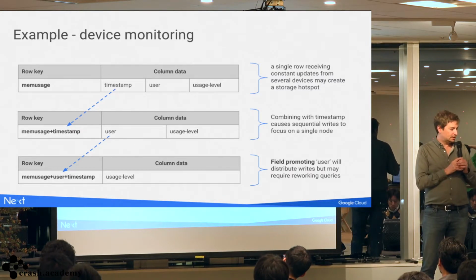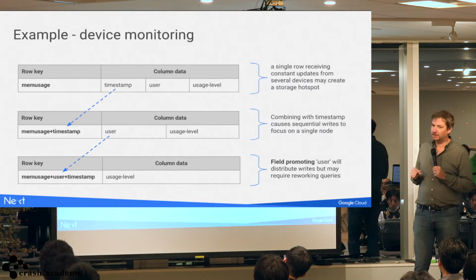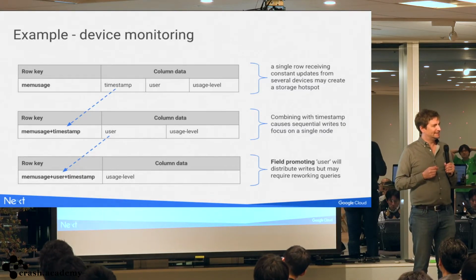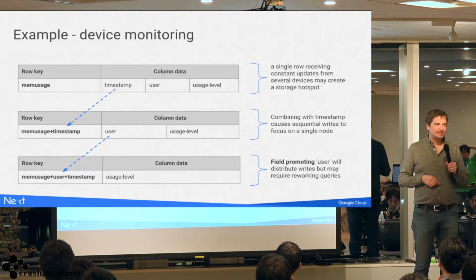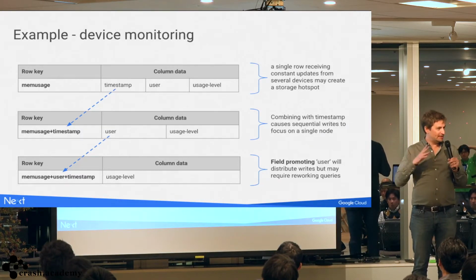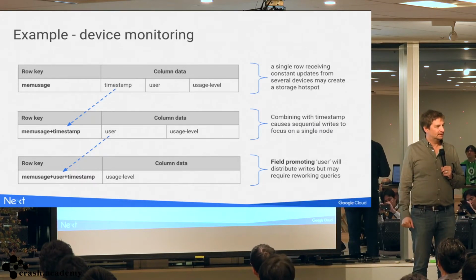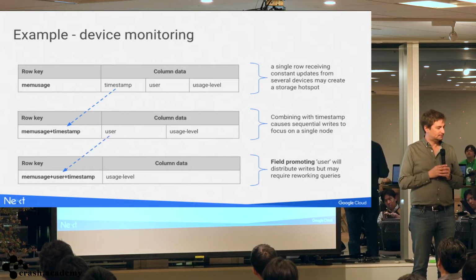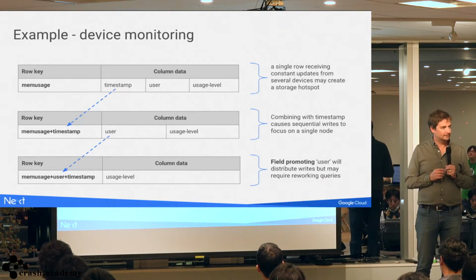So sometimes you may want to do additional, they call it field promotion. It's a very specialized term. Sometimes you may want to put more things into your row key to make it more diverse. Sometimes you do field promotion.